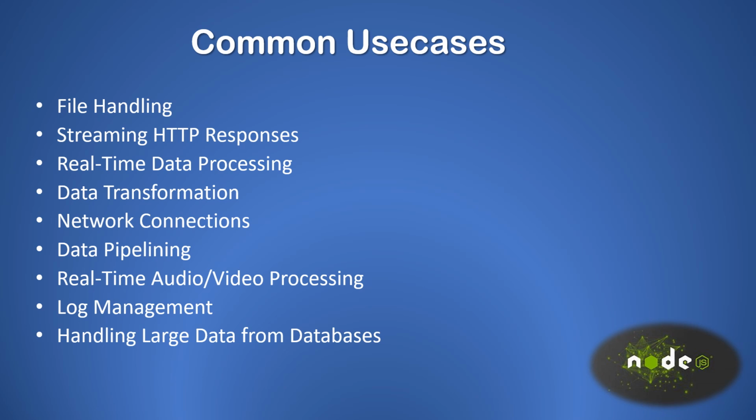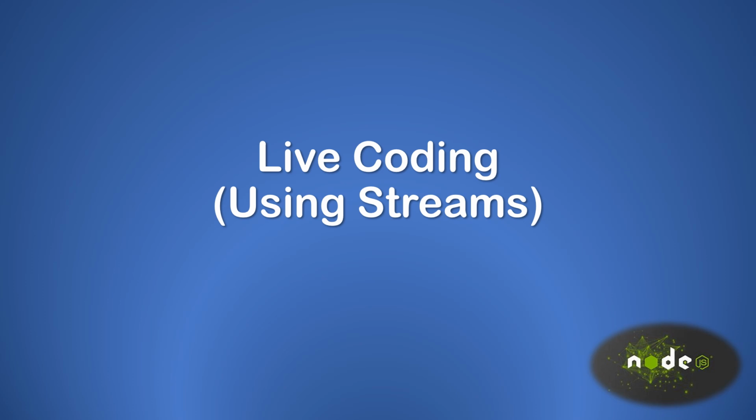So using Node.js streams, you can process data incrementally, making your application faster, more efficient, and capable of handling large-scale and real-time operations. So now I hope everybody has clarity on what a stream is, what the different use cases are, and how it works. Now let's dive into the live coding session to see the different types of streams and how to use them.